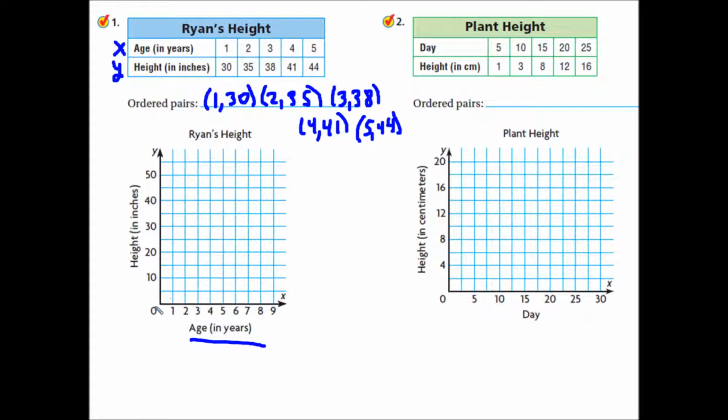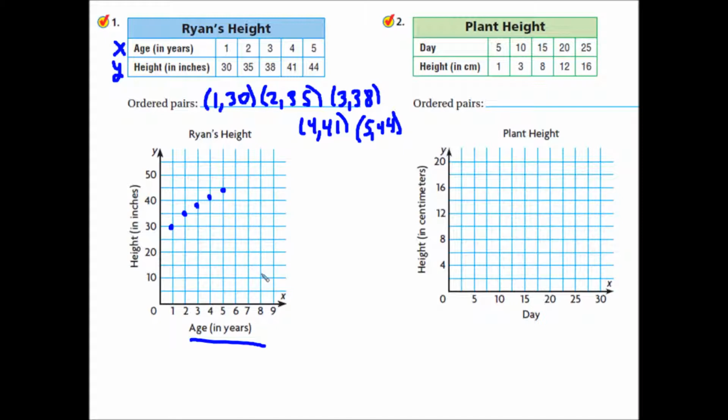So let's graph these. The first one is (1, 30), so over 1, up 30. Next, we have (2, 35), over 2, up 35. 35 is between 30 and 40. And next we have (3, 38). Now that's almost a 40, but not quite. Next we have (4, 41). That's a little bit more than 40. And finally we have (5, 44), which is a little bit less than 45.